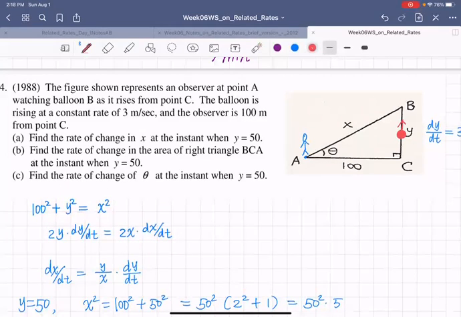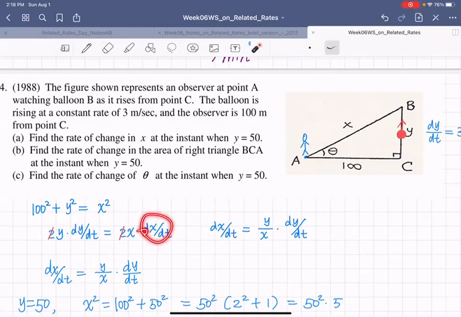Yeah. 2 and 2 then cancel. So dx over dt, you divide by 2y, x on both sides, yes? Oh, okay. Yeah. Make sense? So dx over dt equals y over x times dy over dt, right?